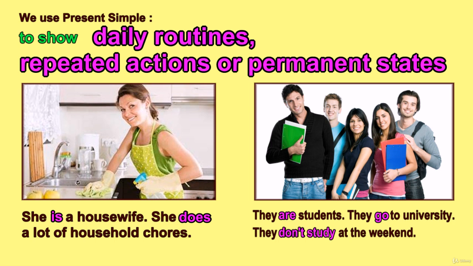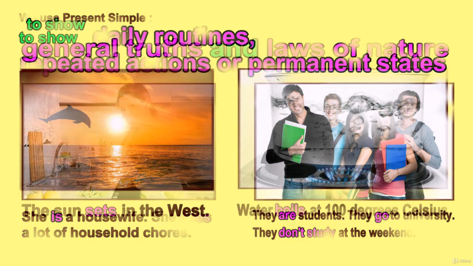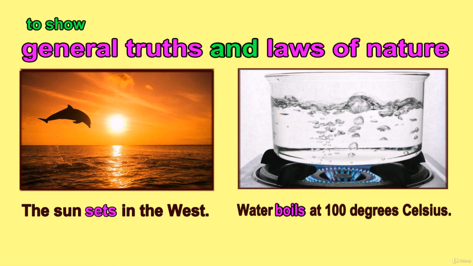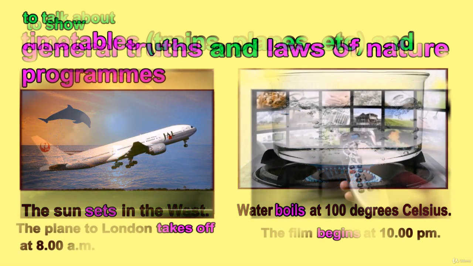She is a housewife. She does a lot of household chores every day. Or the other example. They are students. They go to university. They don't study at the weekend. Also, we use it to talk about laws of nature or other general truths, like the sun sets in the west, or water boils at 100 degrees Celsius.